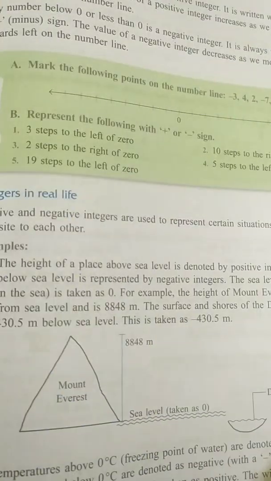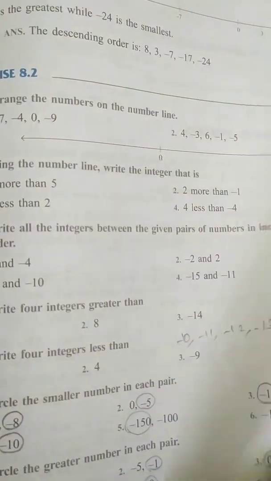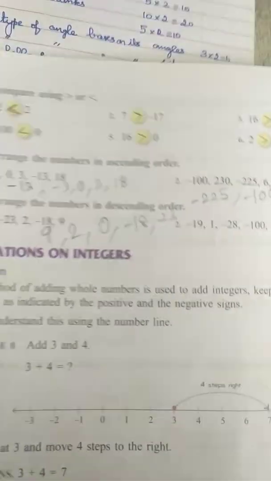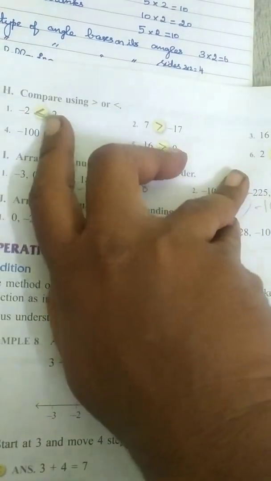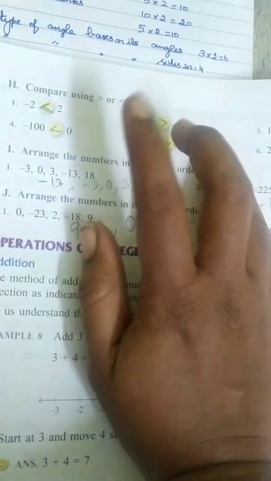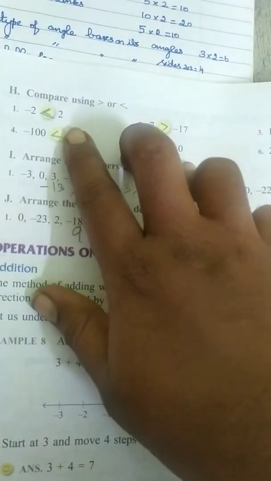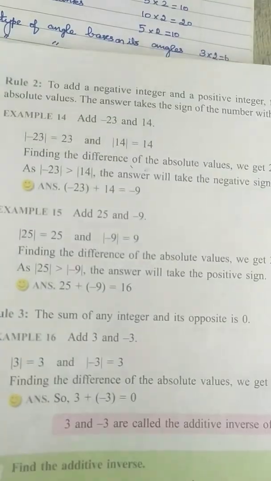For this and all, you have to concentrate for the one-word answers. Then how to write integers. Compare. Give importance to this. Compare -2, 2. Which one is bigger? All positive numbers are bigger when you compare to a negative number. So obviously +2 is bigger. So learn all these one-word answers.